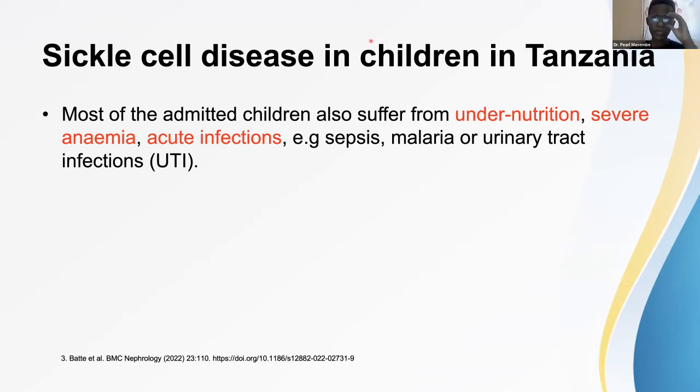Most of the children we admit here in the hospital suffer with undernutrition. Either they're not receiving the proper diet, or because of the constant illnesses that they're suffering from and the economic status, they're also malnourished in addition to it. They also suffer from severe anemia and other acute infections like sepsis, malaria, and UTIs, urinary tract infections.